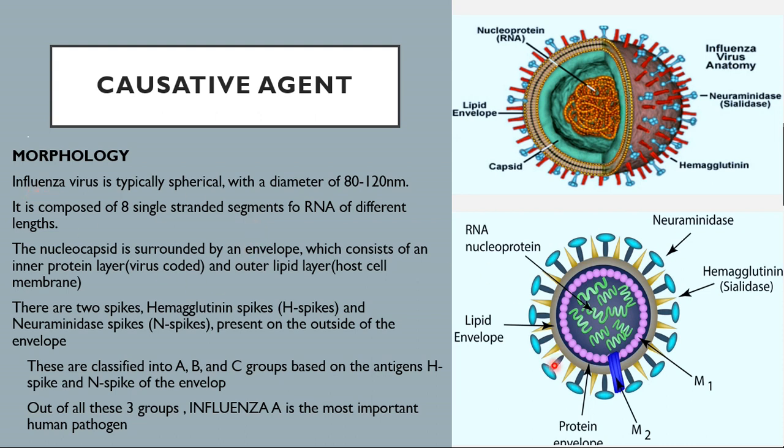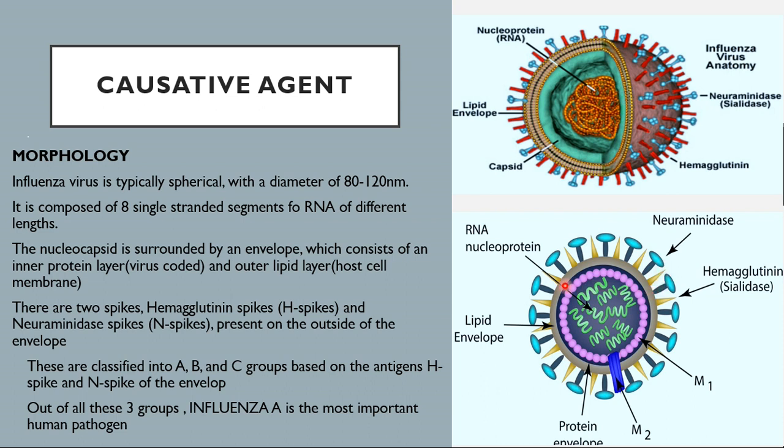and these are spherical in shape with a diameter of 80 to 120 nanometers. Internally it has 8 single stranded segments of RNA of different lengths. The nucleocapsid is surrounded by an envelope. So where is your envelope? This gray colored one is the envelope, which consists of an inner protein layer. So this pink color is the protein layer, and the outer is the lipid layer.